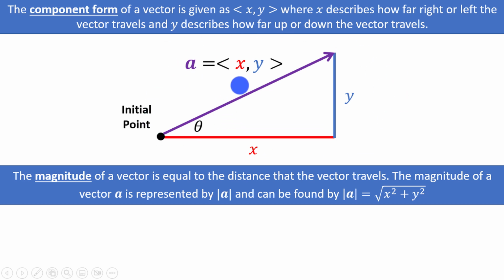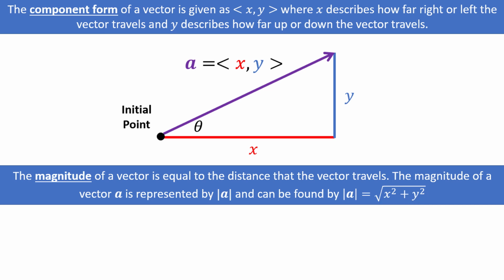We know that we can always find the hypotenuse squared of any right triangle by taking each of the legs, squaring them, and adding them together. A squared plus b squared is equal to c squared, but in this case, we will have x squared plus y squared is equal to the magnitude squared. If we were to take the square root of both sides, we would get that the magnitude of A is equal to the square root of x squared plus y squared.